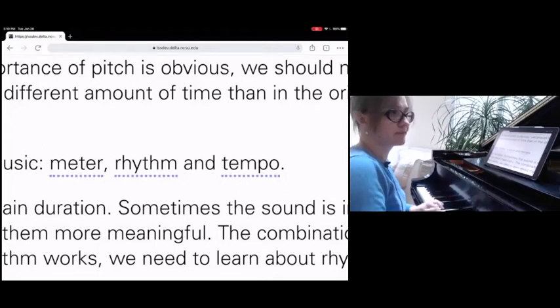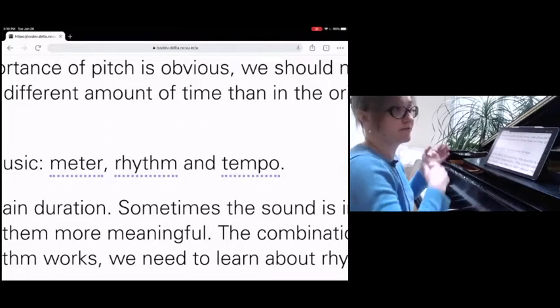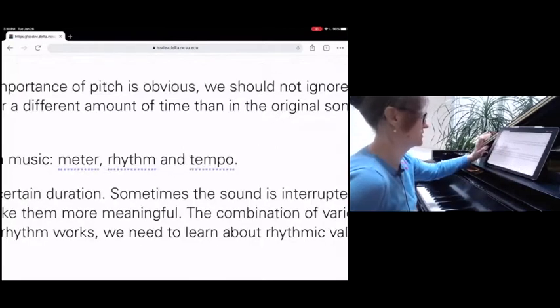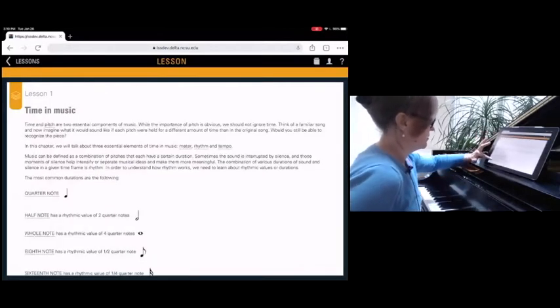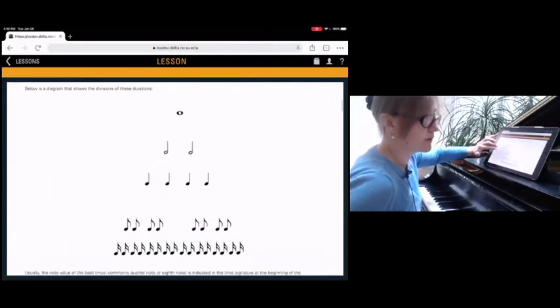Then tempo. Tempo is this, or this. So we can choose a faster tempo of our pulse or a slow tempo of our pulse. So these concepts are very, very important. Don't forget them ever.